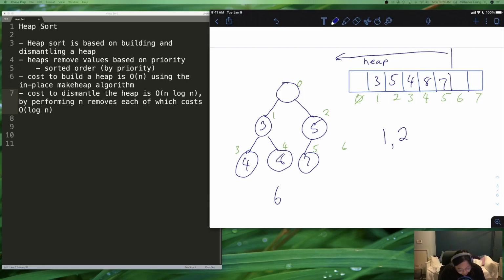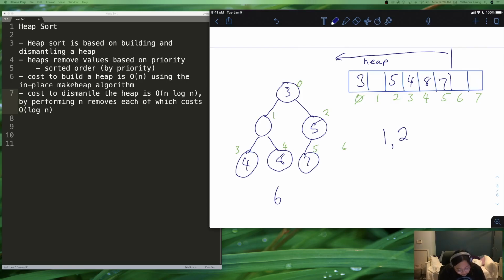Now, can I put 6 at the root? The answer is no. It's lower priority than both 3 and 5. So we're going to move the higher priority child up. Okay, so 3 becomes the root. I put 6 into the empty spot.